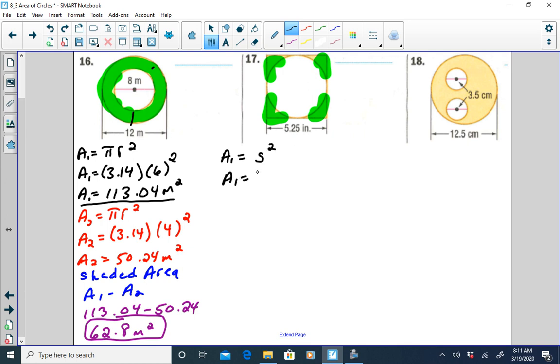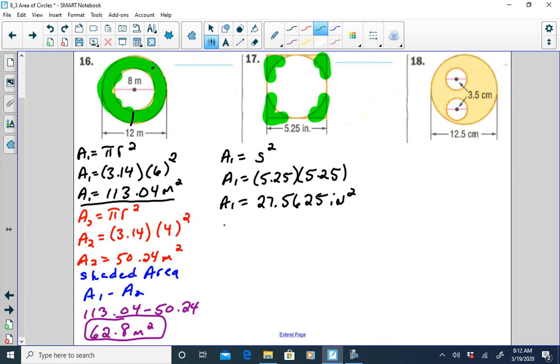So area 1 is going to be 5.25 times 5.25, right? Because that is the length of the side squared, which means the length of the side times itself. So area 1 is going to be equal to, when we multiply 5.25 times 5.25, we wind up with 27.5625. And those are square inches.